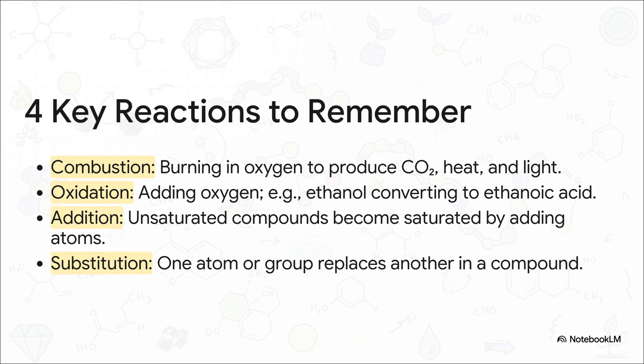Next, oxidation. This is when we add oxygen to a compound. A key example you need to remember is turning ethanol into ethanoic acid. Third is the addition reaction. This is where we take an unsaturated compound, the one with a double or triple bond, and we add atoms to it, making it saturated. This is exactly how Vanaspati ghee is made from vegetable oils.